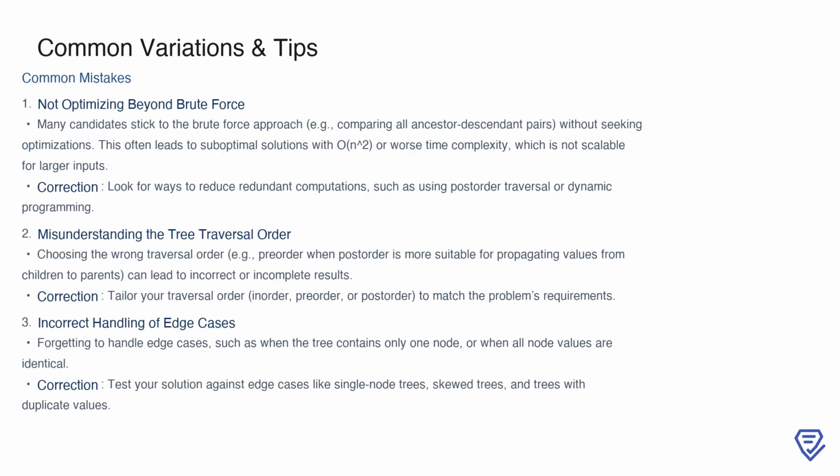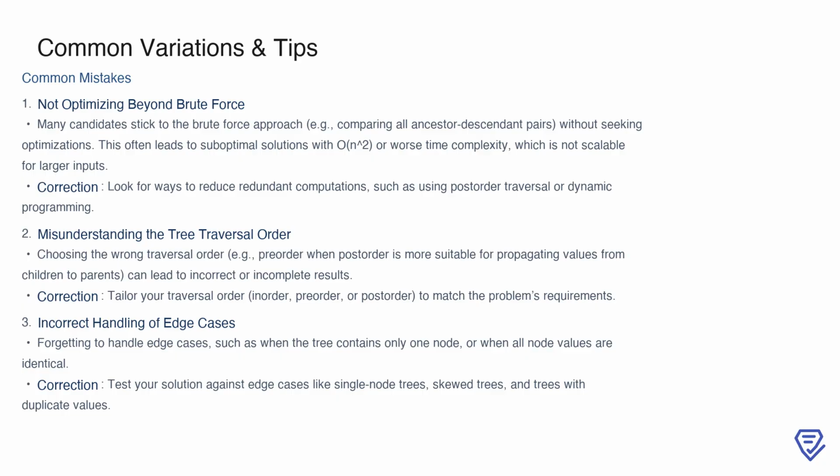When solving this problem, there are a few common mistakes that candidates often make. First, many rely on the brute force approach, which involves comparing all ancestor-descendant pairs in the tree. While this may work for smaller inputs, it becomes highly inefficient for larger trees, leading to time complexities of O(n squared) or worse. Instead, look for ways to optimize, such as leveraging post-order traversal or dynamic programming techniques to reduce redundant computations.